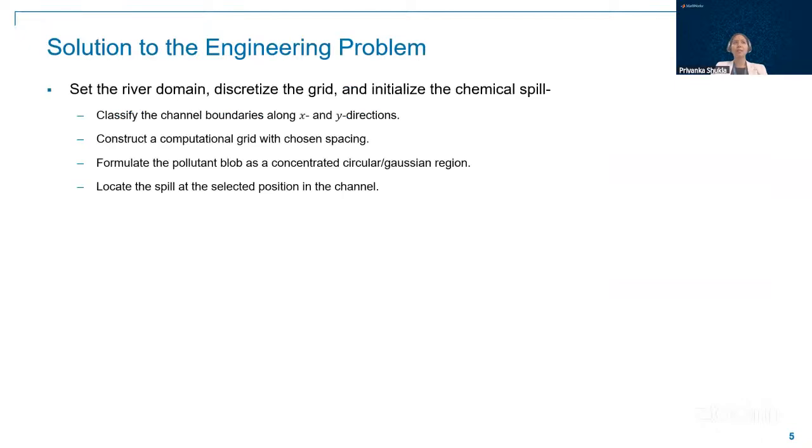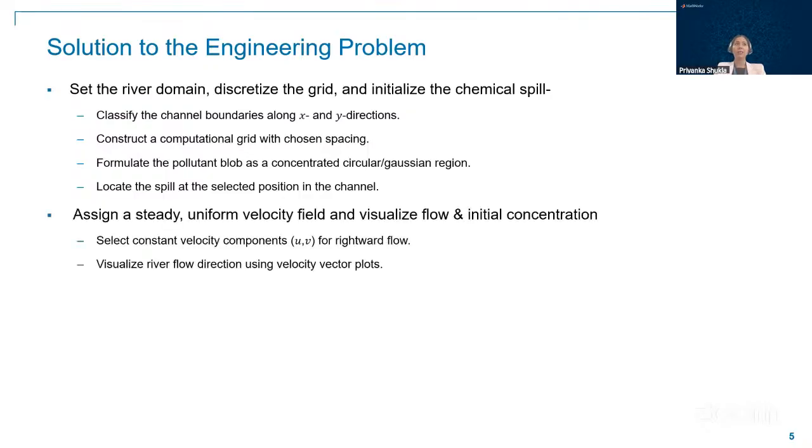For this purpose, we will follow a series of steps. First, we will set the river domain, discretize the grid, and initialize the chemical spill. For this purpose, we will be specifying the channel boundaries and constructing a computational grid. We will formulate the pollutant blob as a concentrated circular region and then locate the spill at a selected position in the channel.